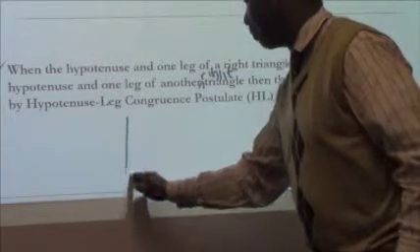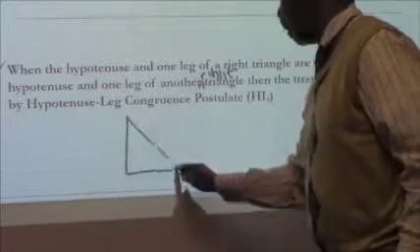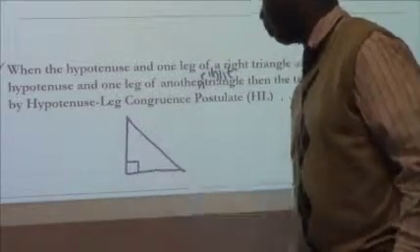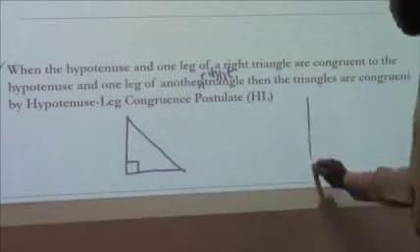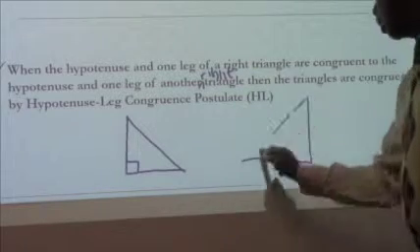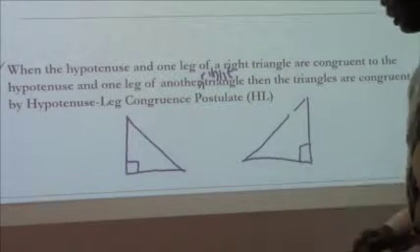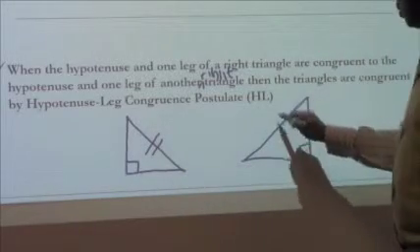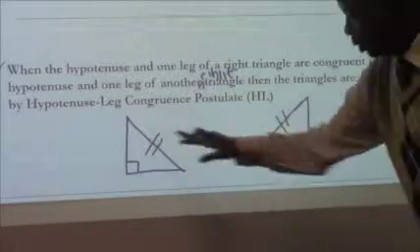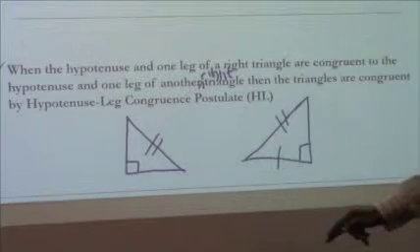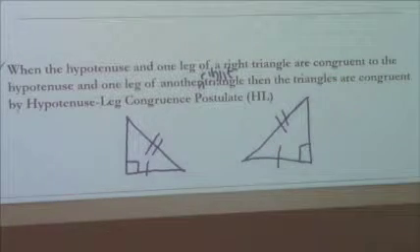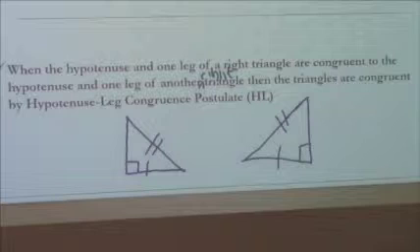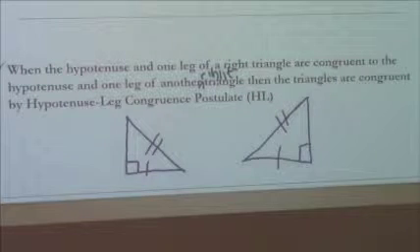So the first thing, this rule only applies when the triangle is a right triangle. So, well, we have these two right triangles here. If this hypotenuse was congruent to this hypotenuse, and any one of these two legs were congruent, say this one was congruent to that one, then these two triangles are congruent by the HL congruence postulate.